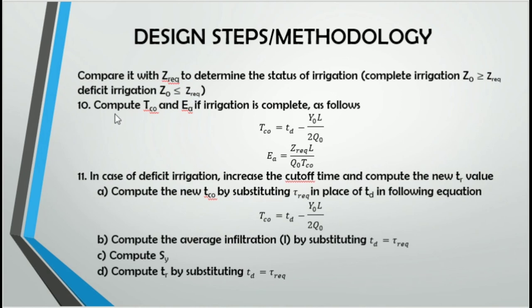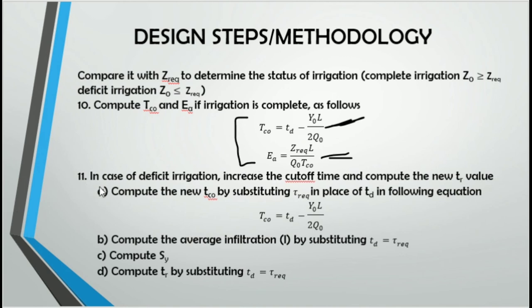Okay, compute TCO and EA if irrigation is complete as follows. So this is your TCO. Using this equation, you can compute your TCO, or your cutoff time, and your EA, which is your application efficiency. So you can compute this too by using these equations.